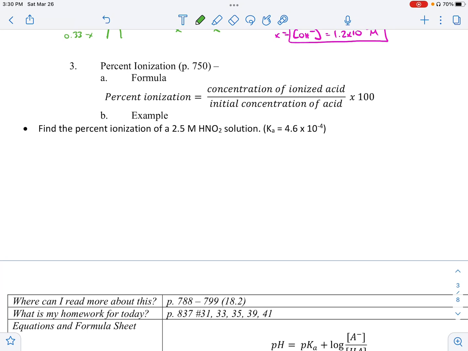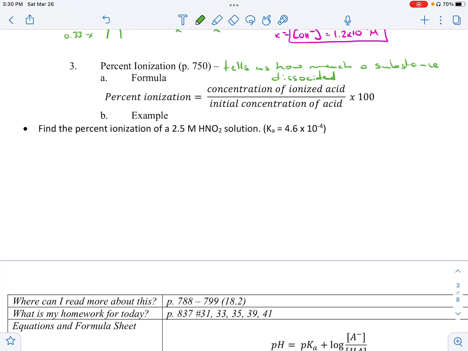Percent ionization tells us how much something breaks apart, or, using big fancy words, dissociates. What that means is breaking apart. To find that, we take the concentration of our ionized acid or base, or it could even be a formula, and then we take that over our initial concentration and multiply by 100.